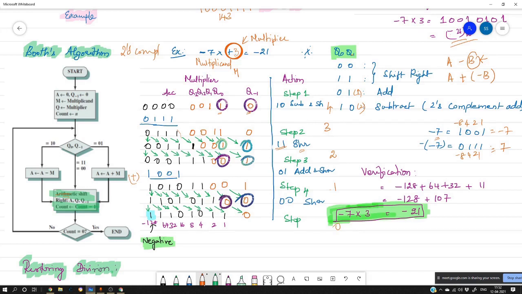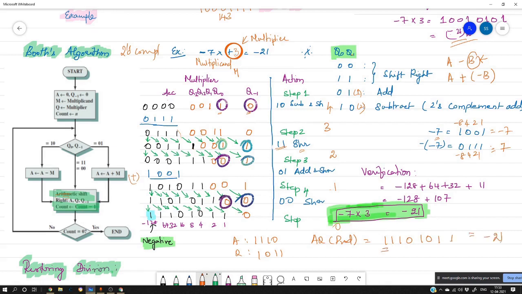Now take the value in A and Q, which gives you the product. The value in A is 1110. The value in Q is 1011. You are not going to consider Q minus 1. So AQ is the product: 1110 1011. So it is minus 21.